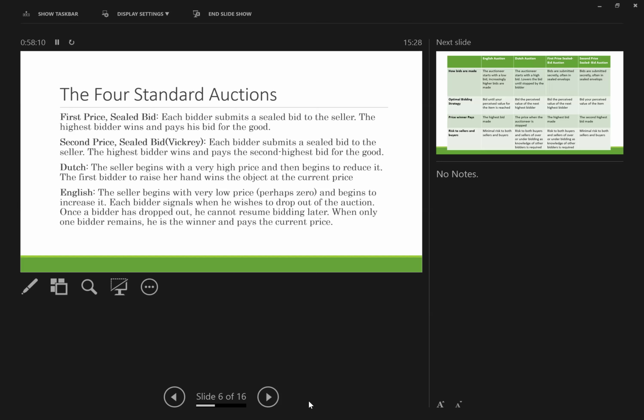7,000 Ghana cedis. 10,000 Ghana cedis. 20,000 Ghana cedis. 25,000 Ghana cedis.